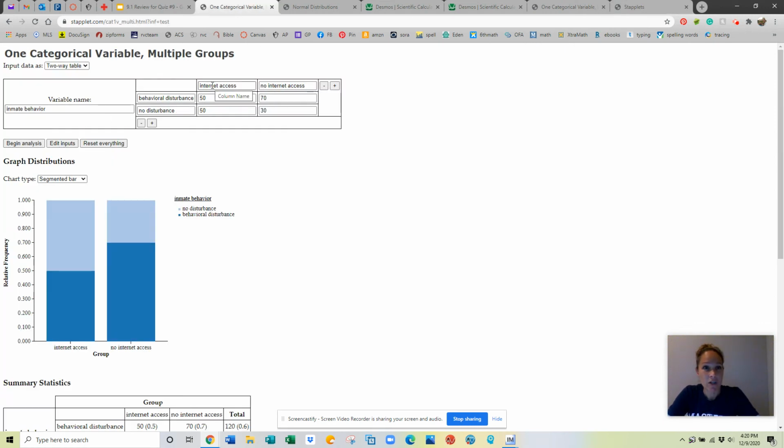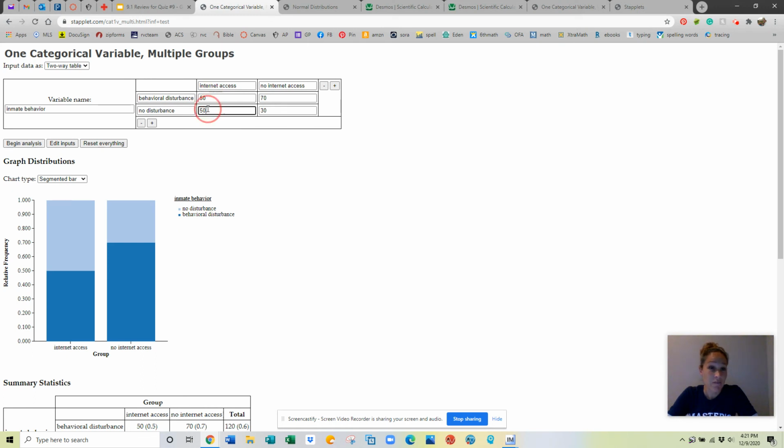And so what we want to look at is our 2 different groups. We had one group who received internet access. We had another group who received no internet access. And so when we're looking at that, we can't just put how many out of the total. So we put in the number of successes, which was 50.